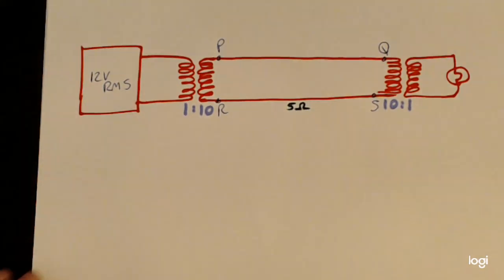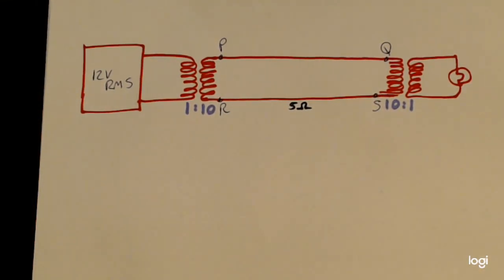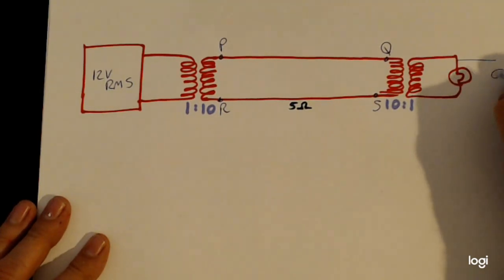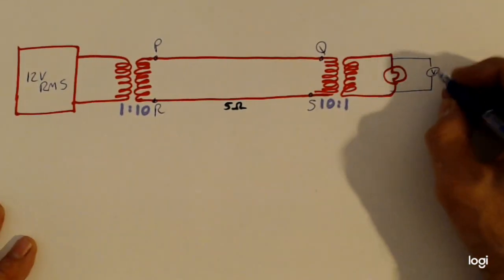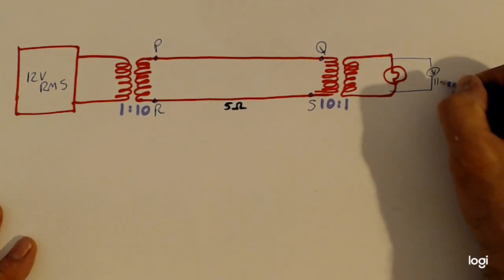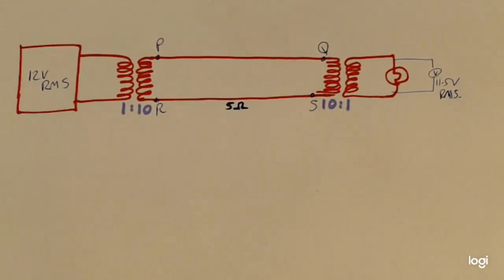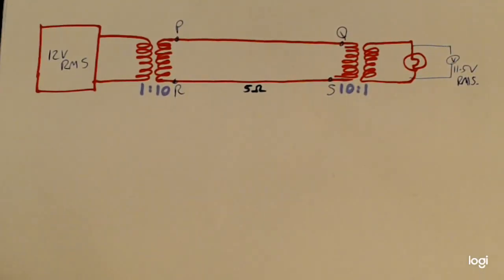There you go. Okay, the voltage across the globe is 11.5 volts RMS. So if you put a voltmeter across here, which I've just realized is out of screen, that's 11.5 volts RMS. Oops. All right, let's check out the questions.